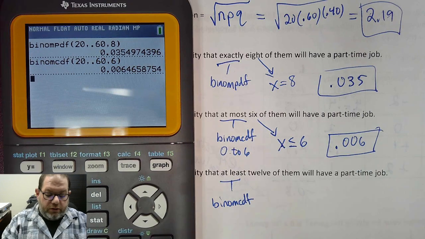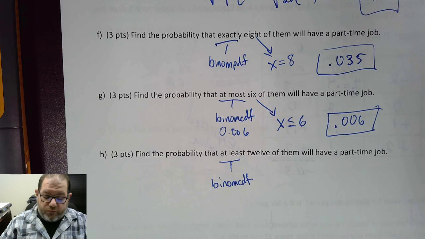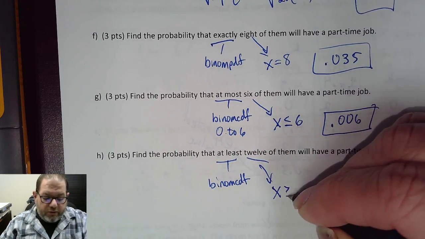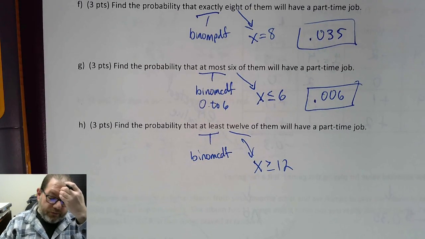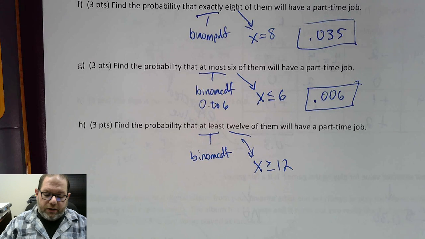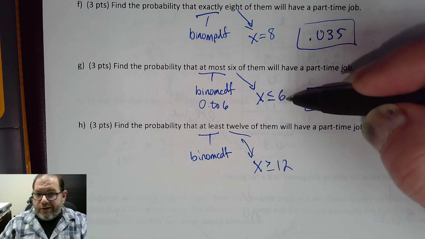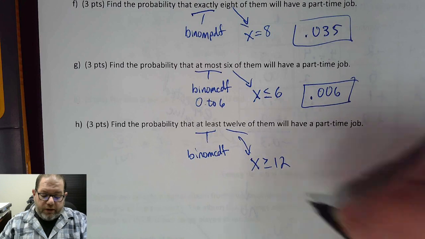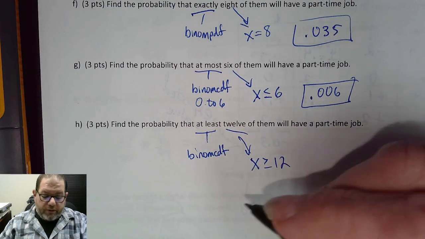Now, we changed it up a bit in part H. So instead of saying at most, now we say at least. So in this case, x is greater than or equal to 12. Now the problem here is that the binomial CDF function can only find less than or equal to. Okay? So it worked perfectly fine for part G because we wanted x less than or equal to 6. We plug in x equals 6. Okay? But now, because when it says at least, we have to do this with the complement.